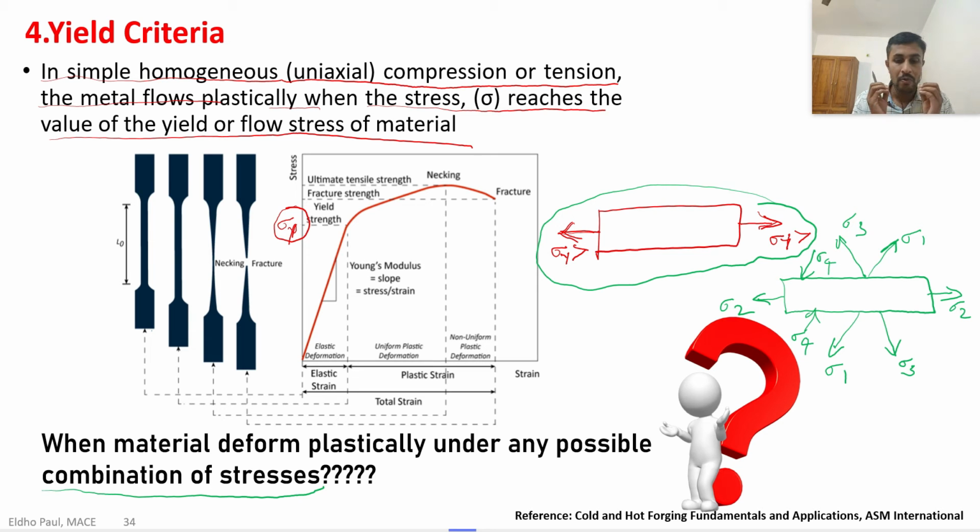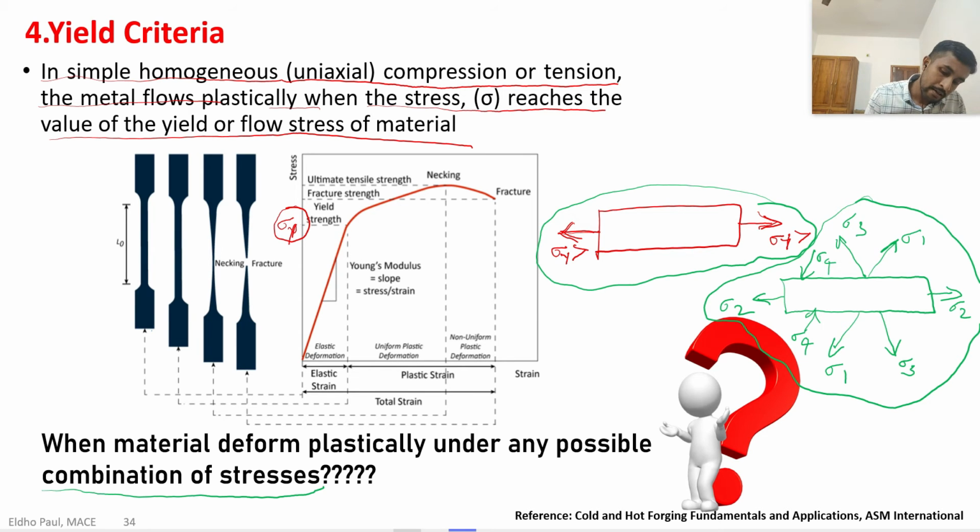But for an object subjected to this type of combination of stresses, how much stress has to be applied for permanent deformation? This is a very important question, and the answer for this question is the yield criteria. How much stress is required for plastic deformation? The answer is yield criteria. So in this lecture, we are going to study this yield criteria. This is the concept behind the yield criteria.